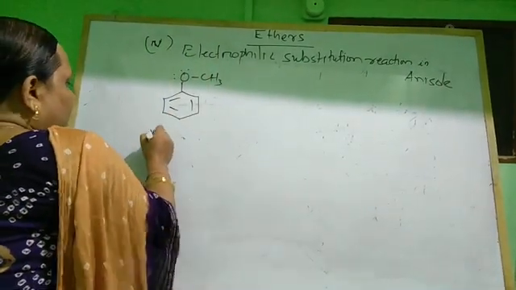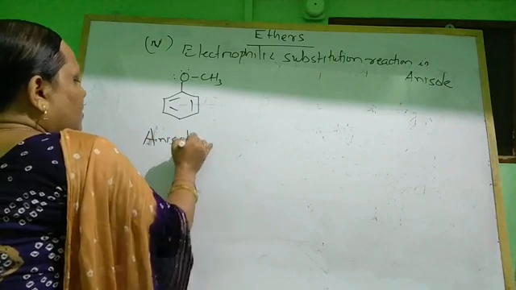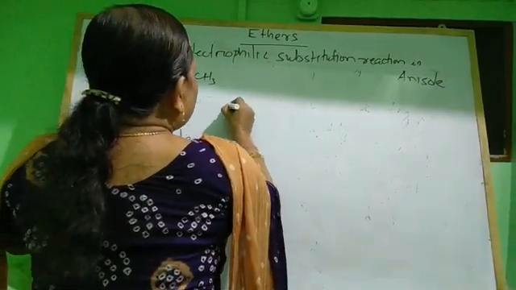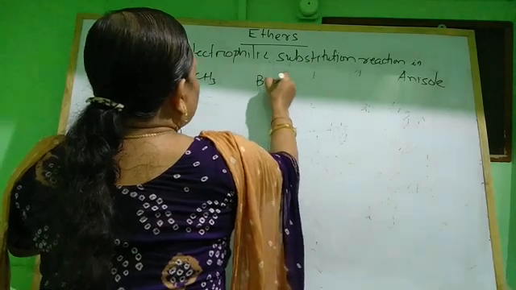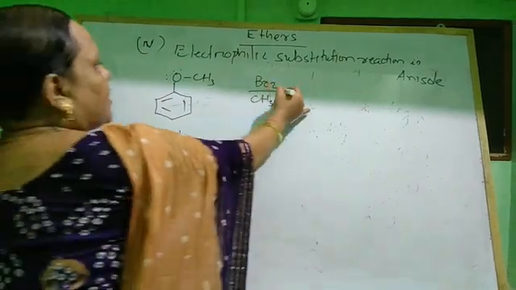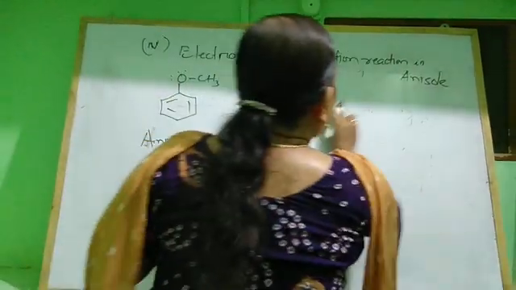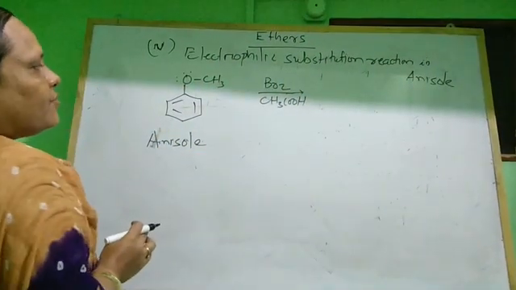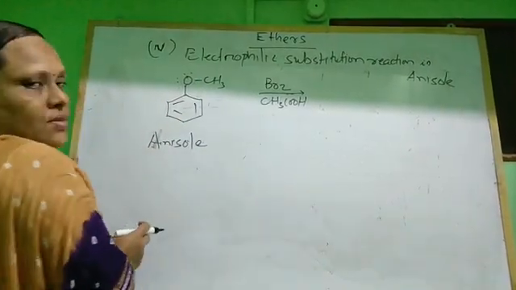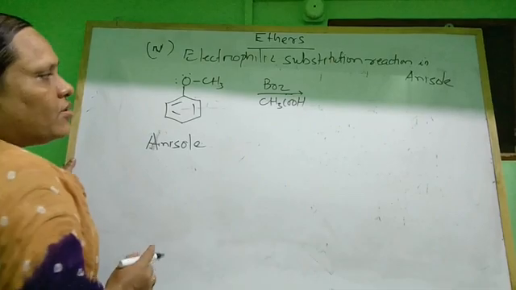So this is anisole, or we can say methoxybenzene. When it reacts with bromine in presence of acetic acid, anisole forms a mixture of orthobromoanisole and para-bromoanisole. But the para-bromoanisole is the major product. About 90% of para form is formed and 10% ortho form is formed.